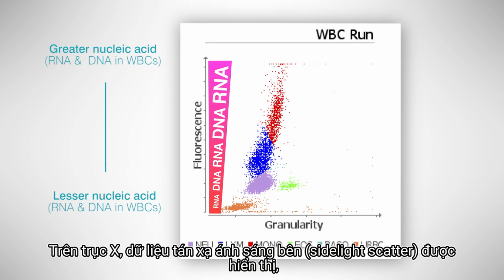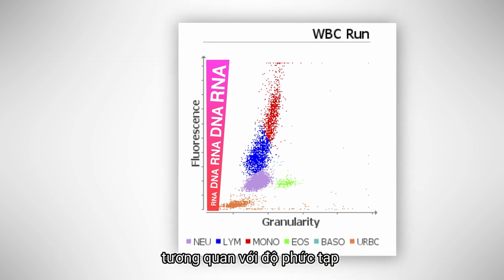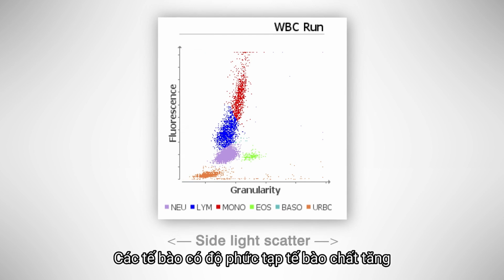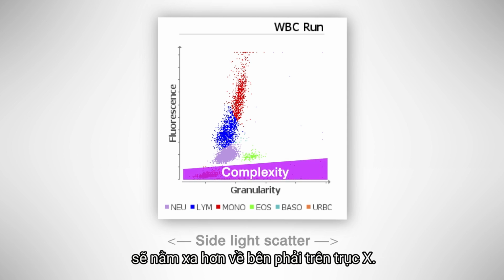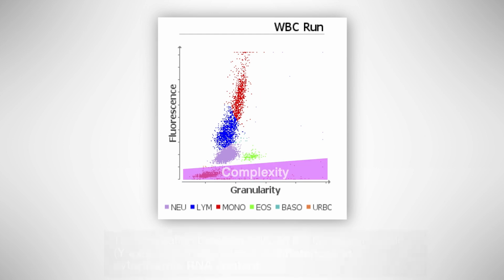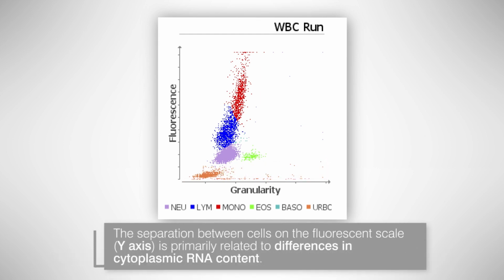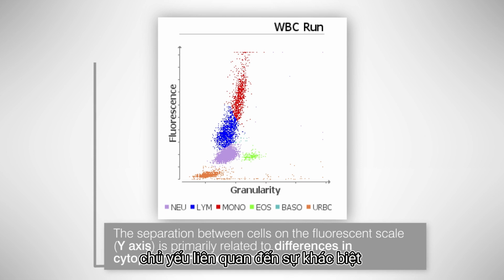On the x-axis, the sidelight scatter data, which correlates to cytoplasmic complexity or granularity of the cells, is presented. Cells with increasing cytoplasmic complexity will be located further to the right on the x-axis. The separation between cells on the fluorescent scale, y-axis, is primarily related to differences in cytoplasmic RNA content.